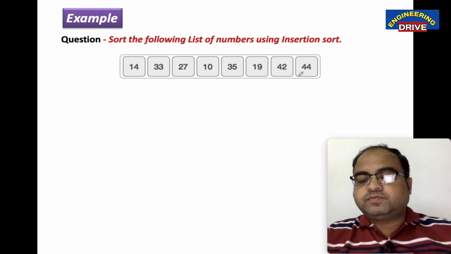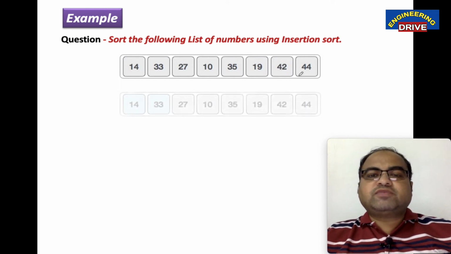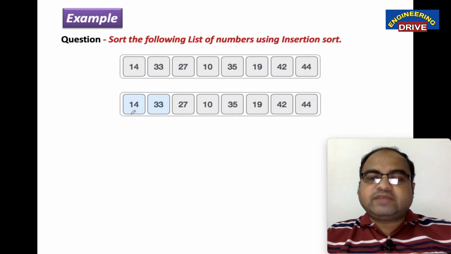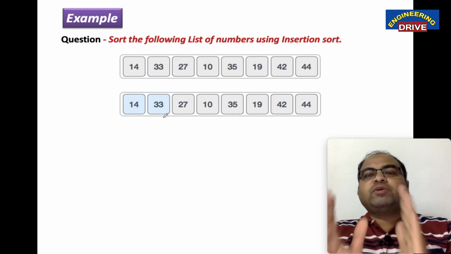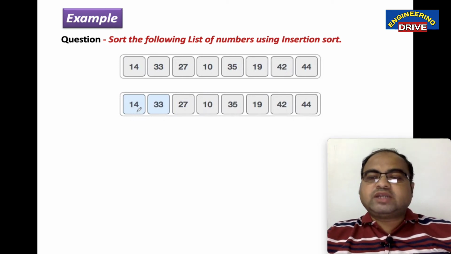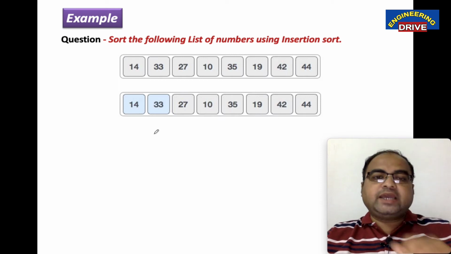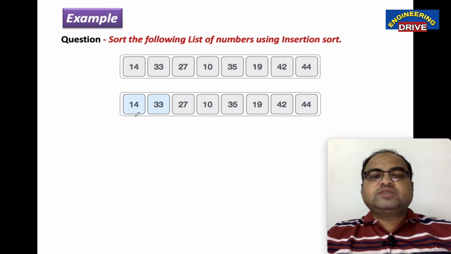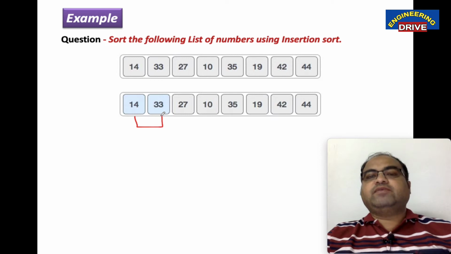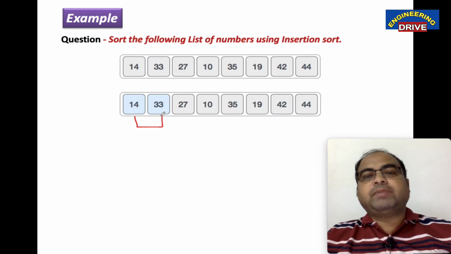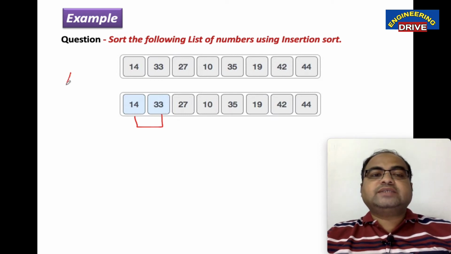Let us start now. First of all, I will take the first 2 numbers and perform a comparison. What are the first 2 numbers in our entire array? 14 and 33. So I will take 14 and 33 and perform a comparison. Which comparison? Less than comparison.